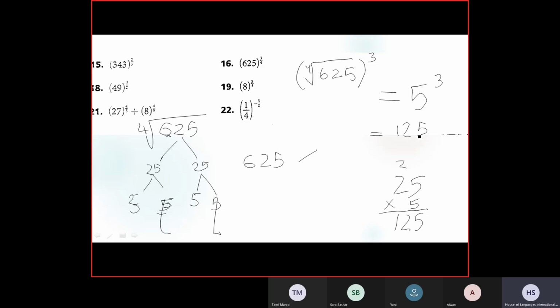6 to the power 4. For the first one here, you have the fourth root of 625. I asked you now, what is the number that you multiply 4 times to get 625? After we solve it, we say that it is 5. Then this answer, which is 5, I will replace it here, then raised to the power.